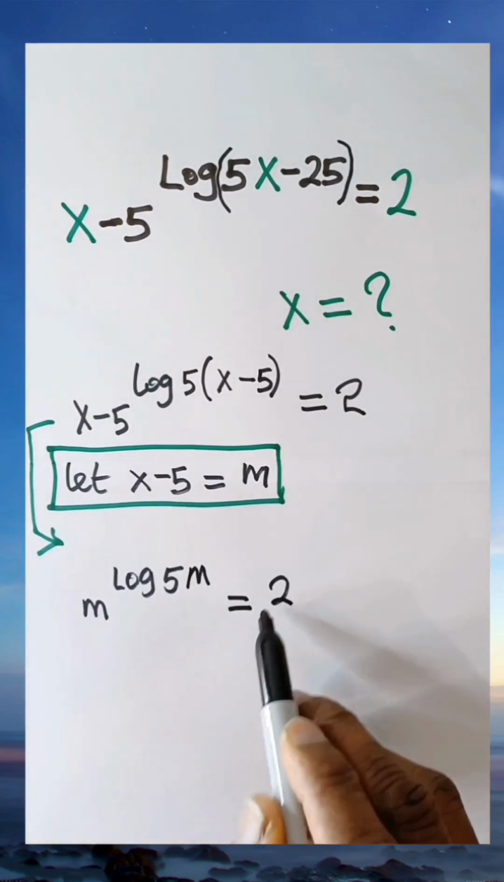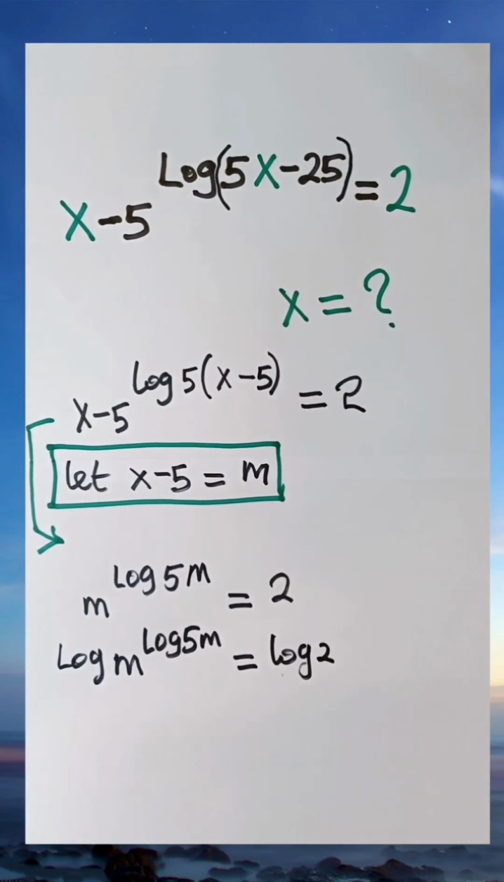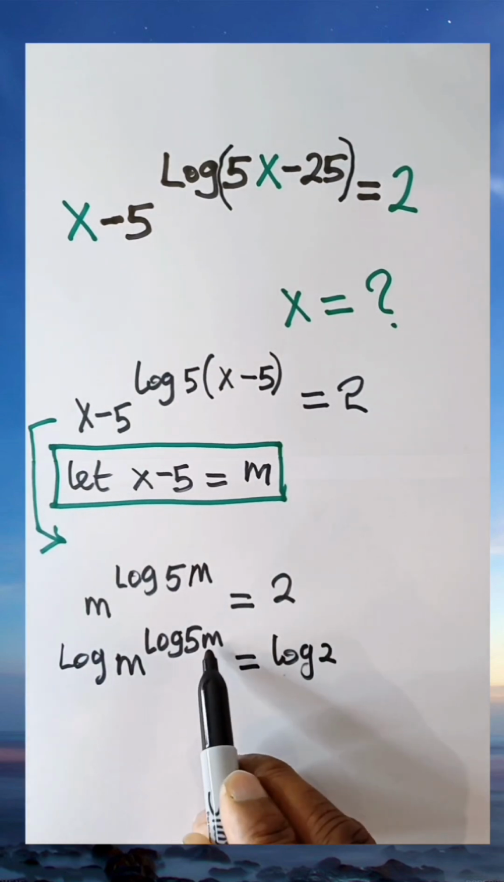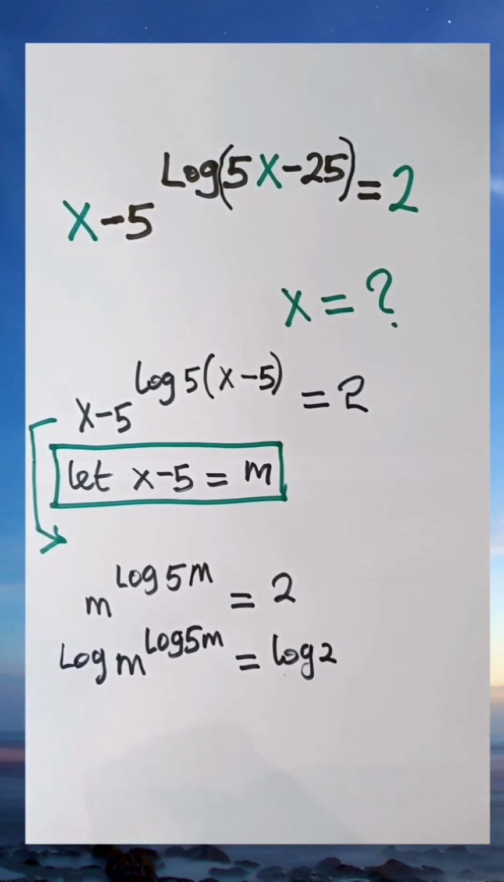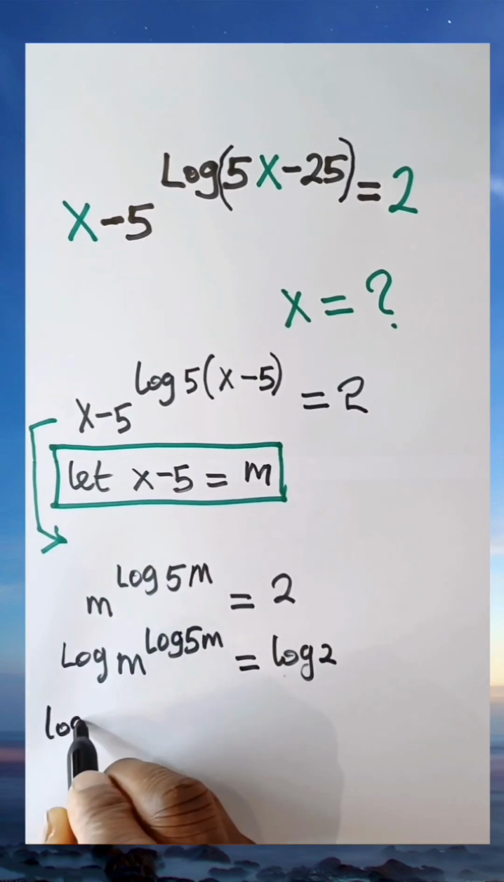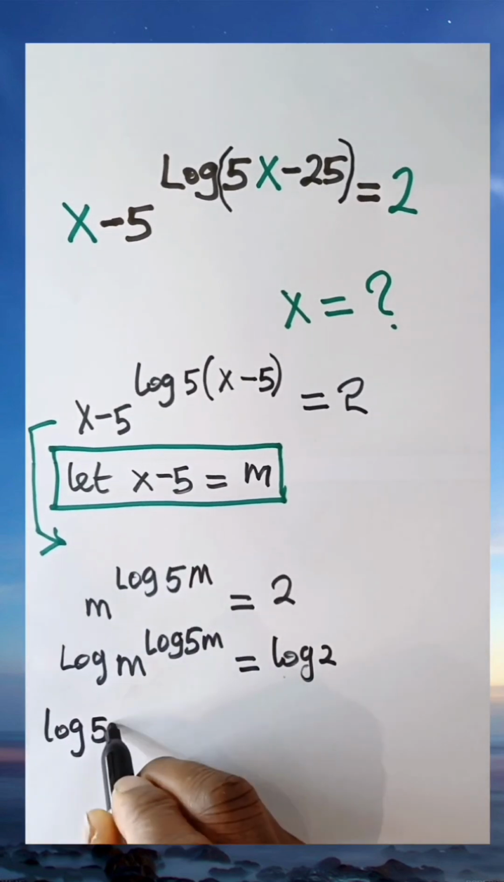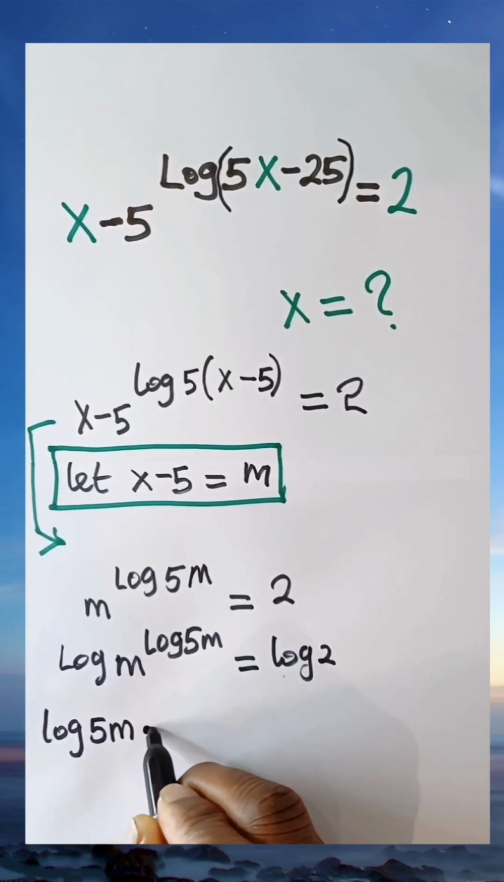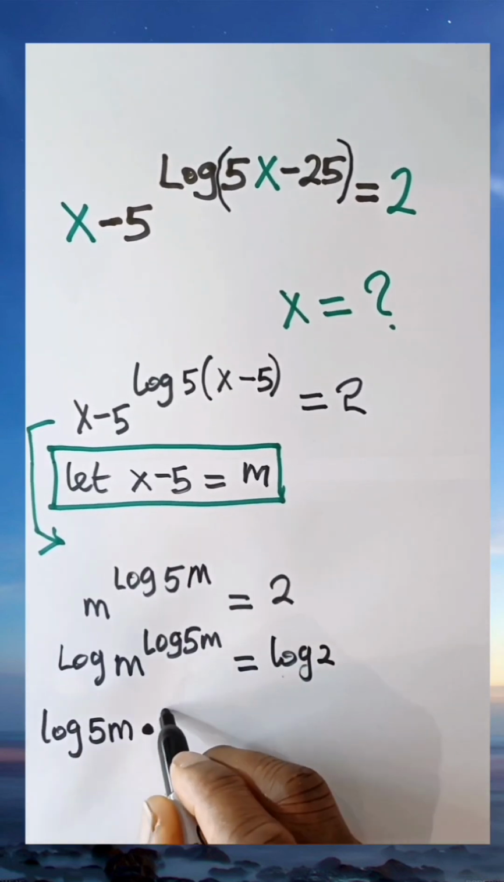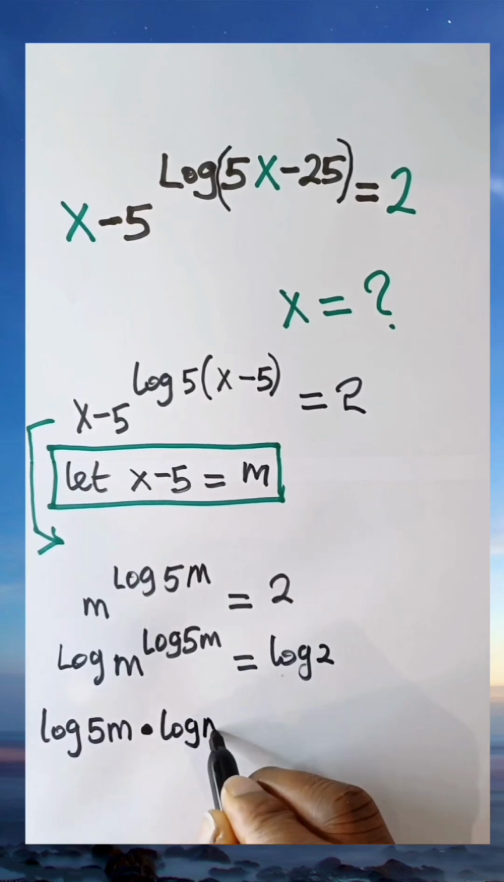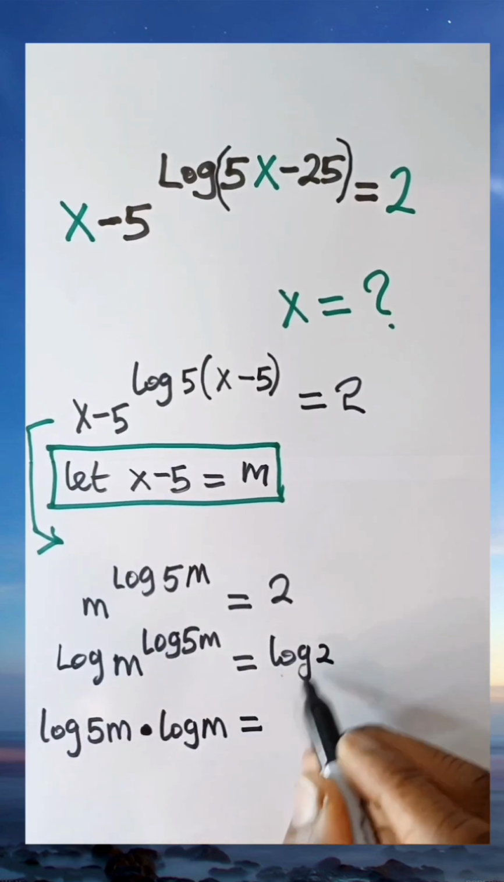Now, let us take the logarithm of both sides of the equation. This power, log 5m, will come to the front. So we will have log 5m times log m is equal to log 2.